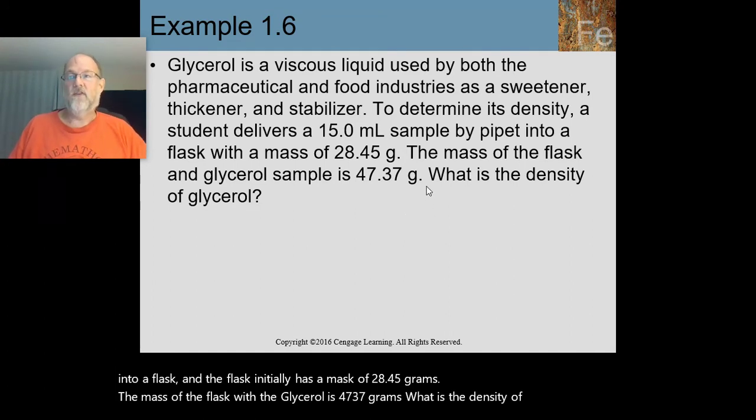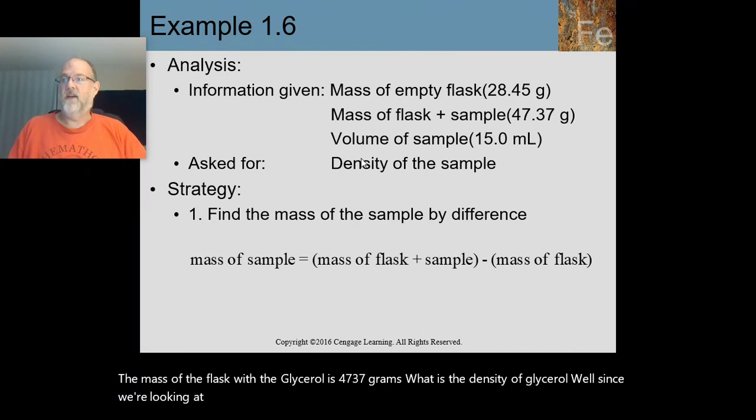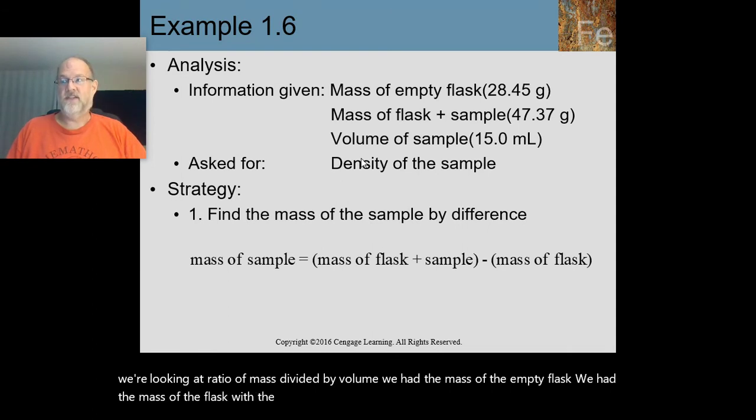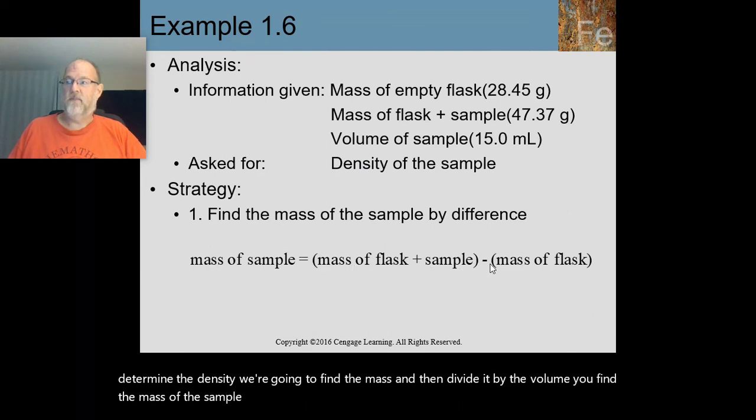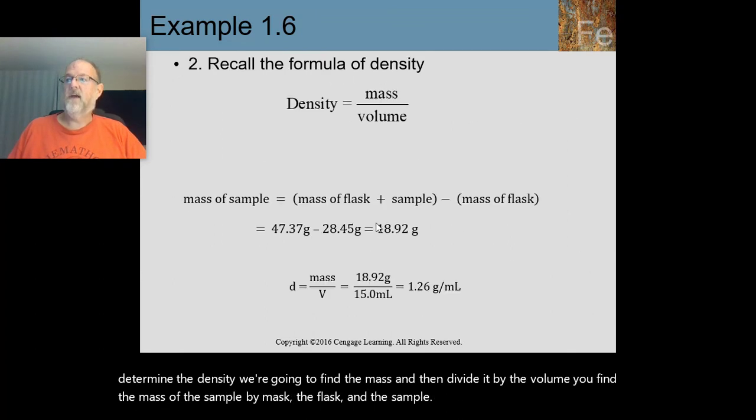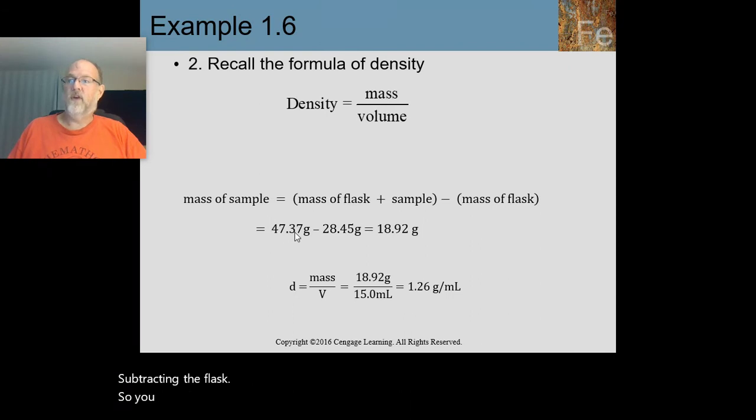Well, since we're looking at the ratio of mass divided by volume, we have the mass of the empty flask, the mass of the flask with the sample, and the volume of the sample. So in order to determine the density, we're going to have to find the mass and then divide it by the volume. You find the mass of the sample by taking the mass of the flask and the sample, subtracting the flask. So you have 47.37 minus 28.45 for 18.92. And then in order to find the density, you take the mass divided by the volume.